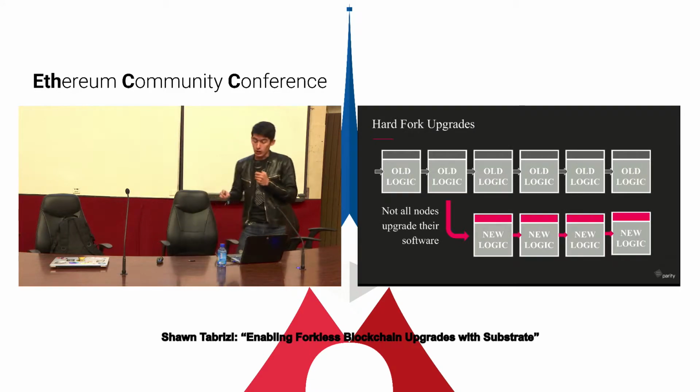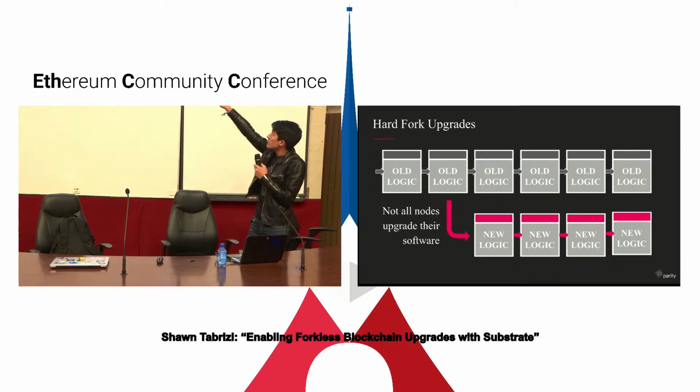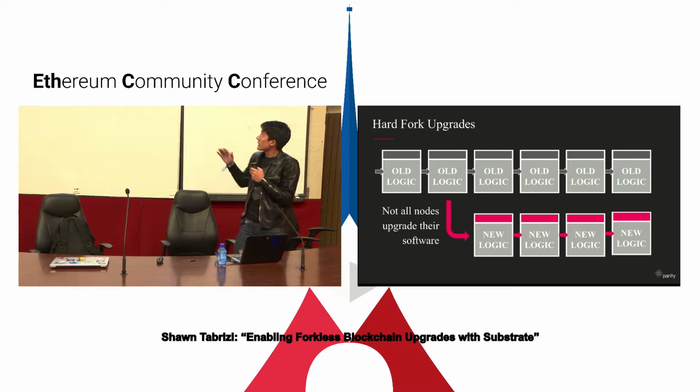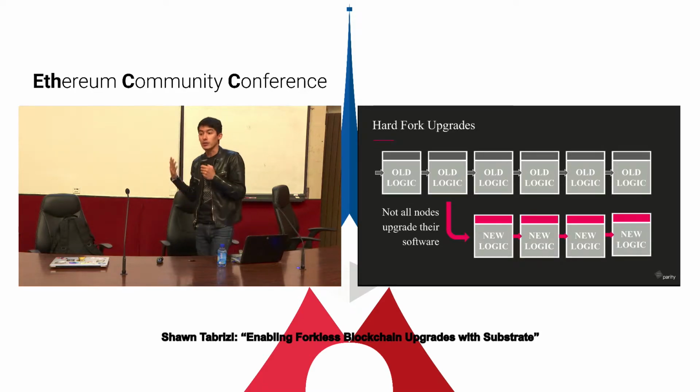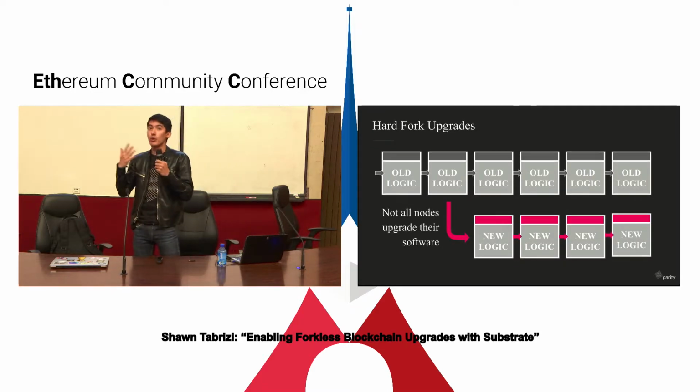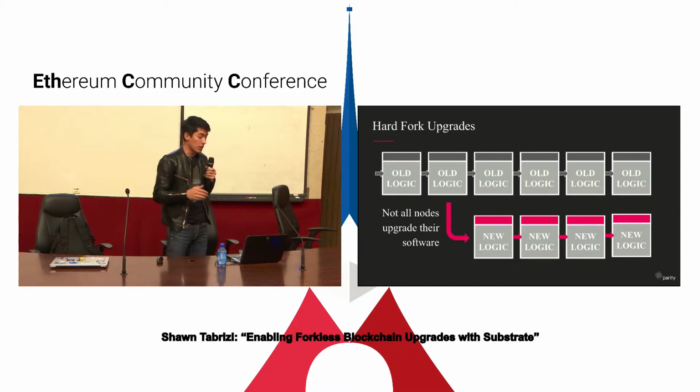So let's look at a hard fork upgrade. You can see we have a block up top. We're running some old logic. And we decide at some block number that we're going to have all these nodes upgrade their software, and at this block number, change to a different consensus algorithm or a different protocol, which is not compatible with the old one.